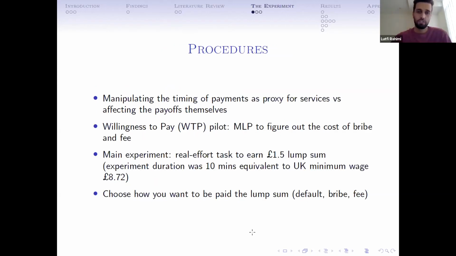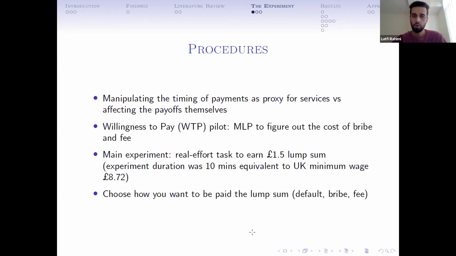So procedures. We manipulate the timing of payments. So payments are the actual payments that participants receive in the experiment while they're taking part, as a proxy for a free service that they are entitled for free. So they take part in an experiment, they spend some time, and they earn some amount of money. And then that is their money, and we prime them so many times during the experiment. And then we ask them, they have 3 different options with 3 different consequences in order to receive that payment that they are entitled to, that they have been promised.